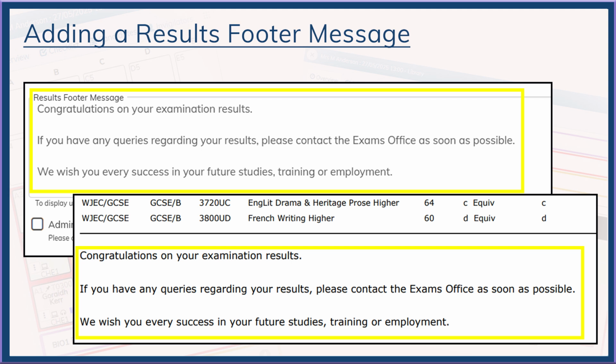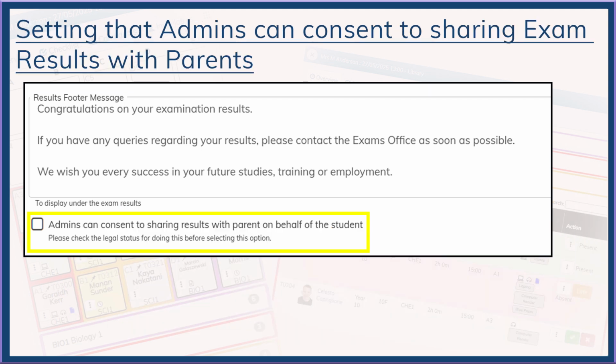Parent consent. The final option allows the center to enable admins to consent to sharing results with parents on behalf of the student. Normally, candidates are responsible for providing consent before their parents can view their results through the portal. However, there may be circumstances where the candidate is unavailable, has left the center or is unable to provide consent. When this option is enabled, users with admin access to the school workspace can provide consent on the candidate's behalf where appropriate.